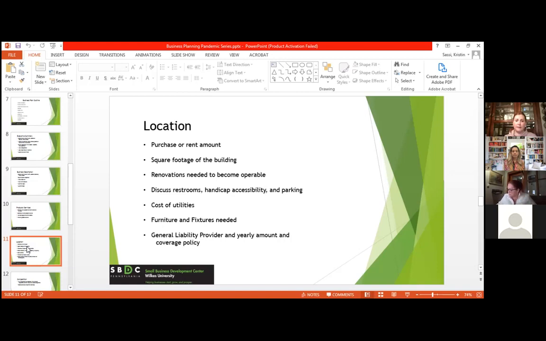Now, any type of business that you open is going to require you to have business insurance. So the last point here, you want to list who your general liability provider is and your yearly amount and coverage policy. And to get general liability insurance for your business, you could just first start by, if you own a home or if you have a car, you could contact them. They all kind of cover general liability insurance, and get a quote and go from there.